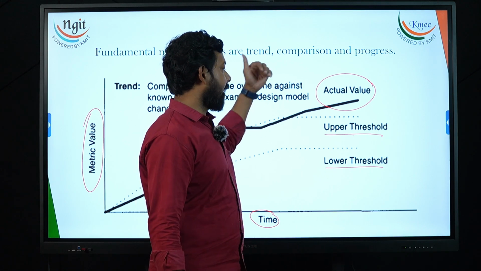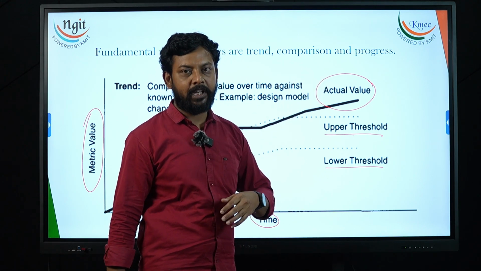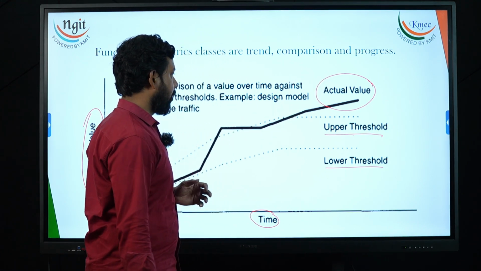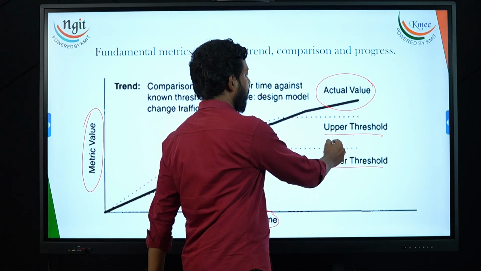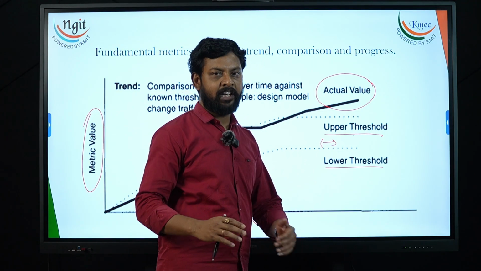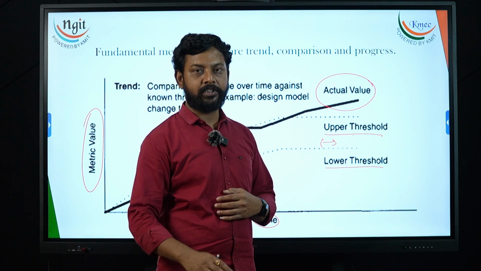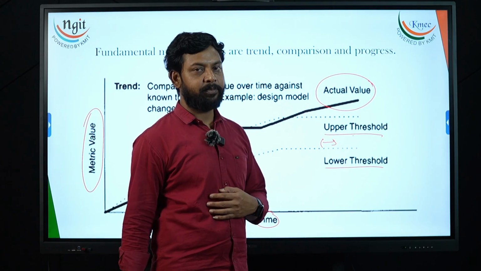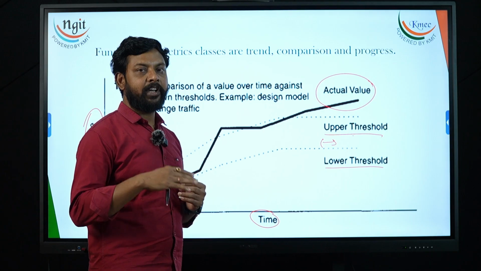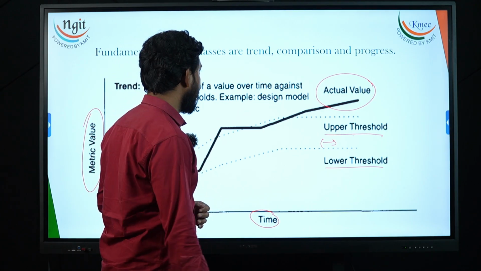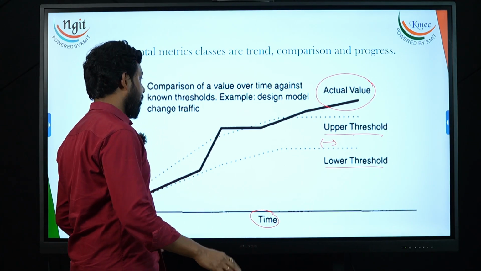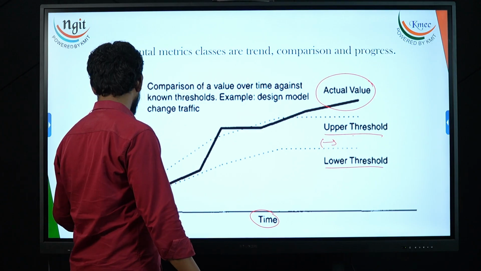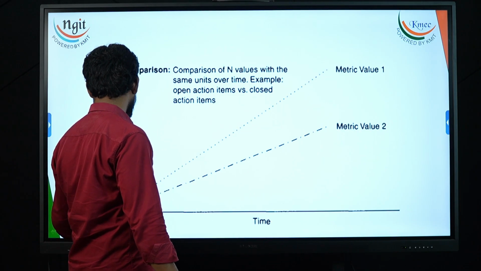So that might be higher than your upper threshold or lower than your lower threshold, or this particular actual value may also fall in between these two values. But whenever you include some new properties or features into your project, we always expect that the actual value should be greater than the threshold that your project team has already fixed, right? So that is what your trend is.